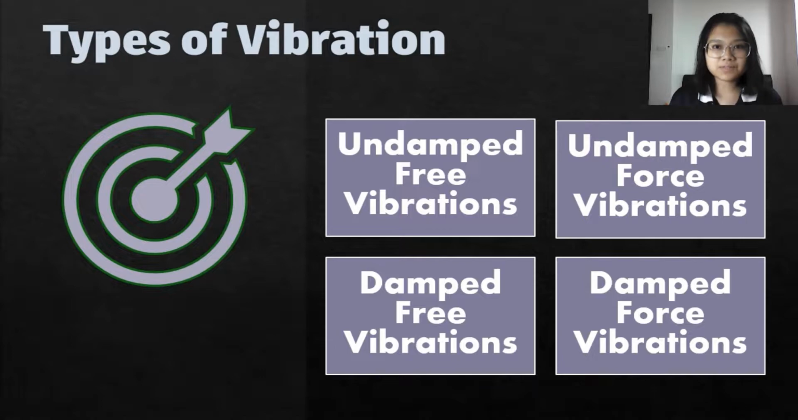Hi, my name is Hui, and now I'll explain the types of vibrations. First and foremost, we have 4 types of vibrations. We have undamped free vibrations, damped free vibrations, undamped forced vibrations, and damped forced vibrations.